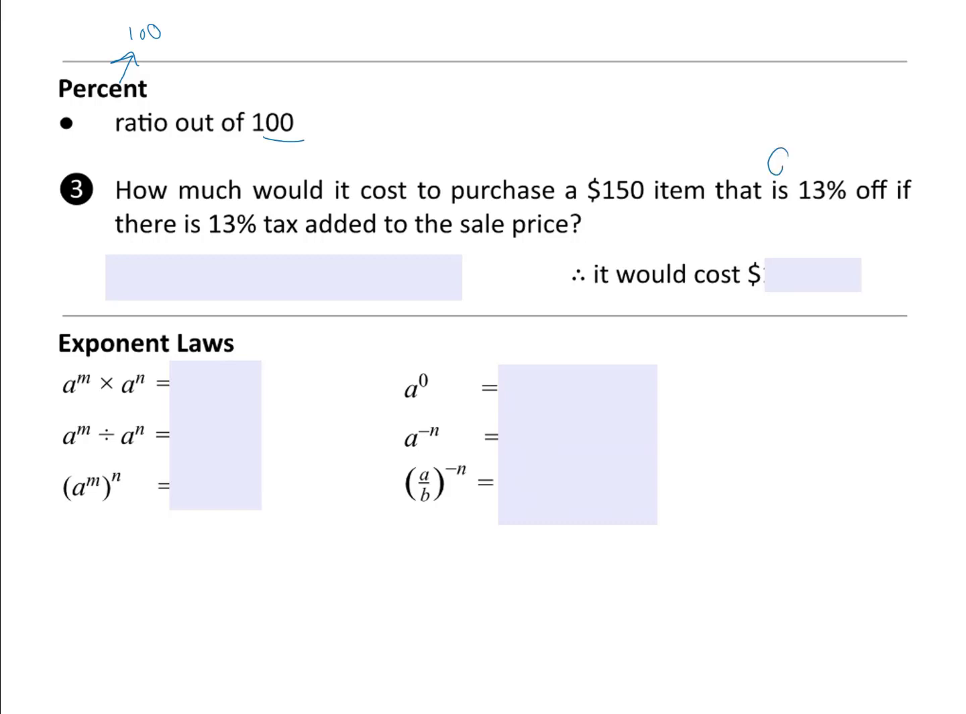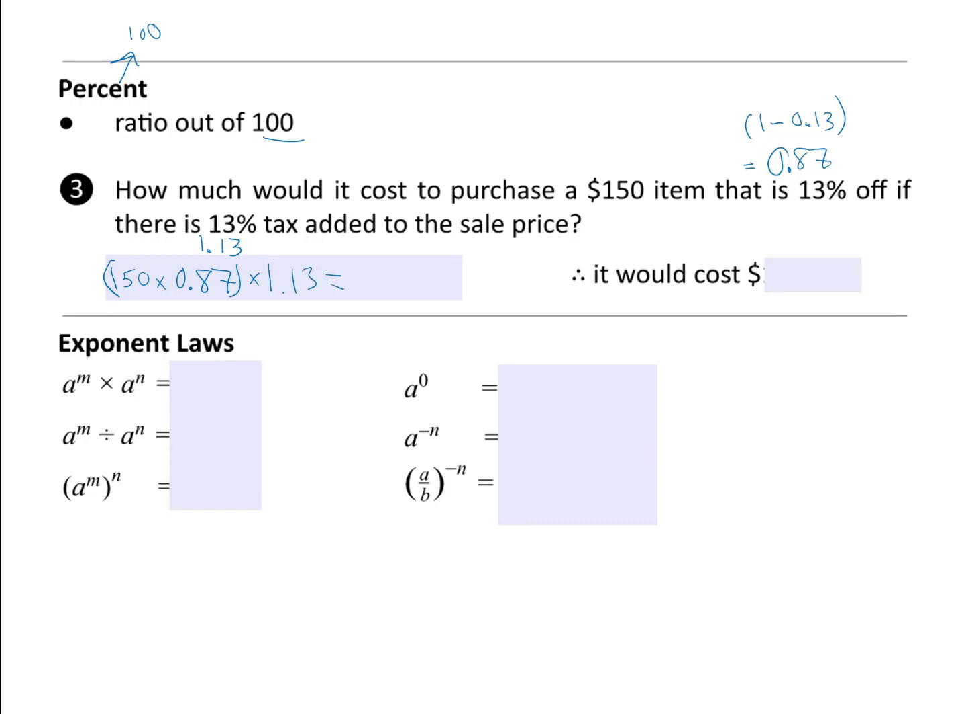First, the actual sale price is times 0.87. And the reason why it's 0.87 is because 1 minus 0.13 equals 0.87. And if there's 13% added back to the price, you multiply by 1.13. So what we're going to do is we're going to take 150, multiply it by our sale price, or percentage, because we take 13% off, then whatever that is, multiply it by 1.13.